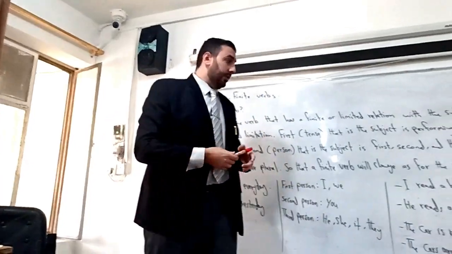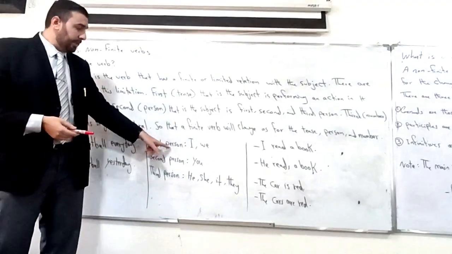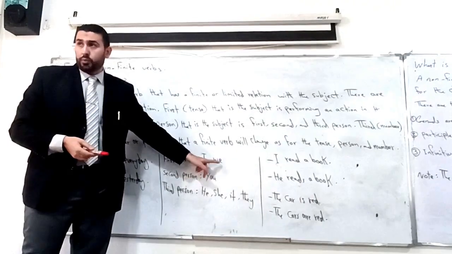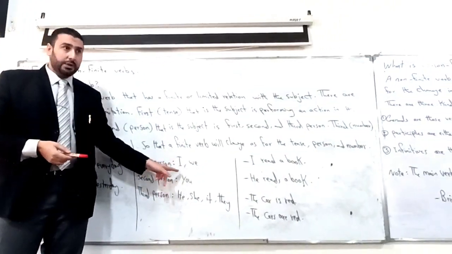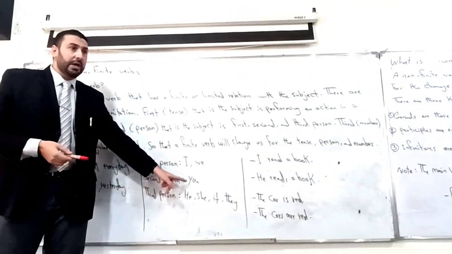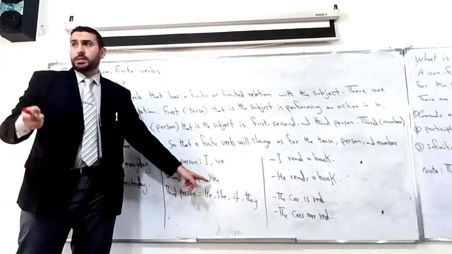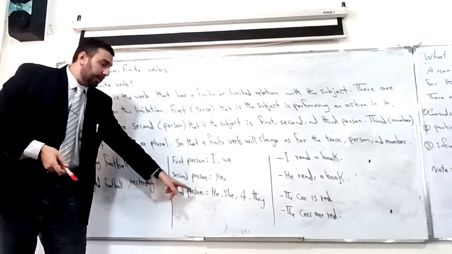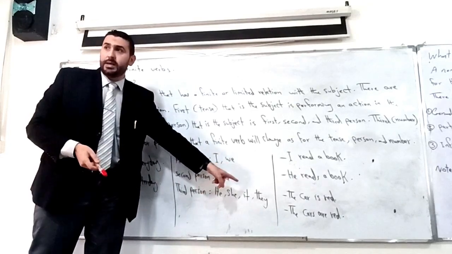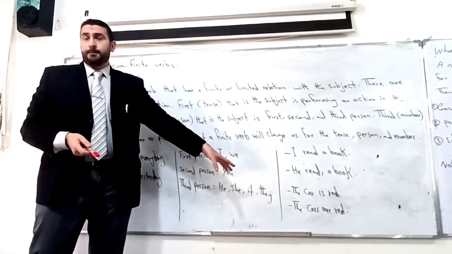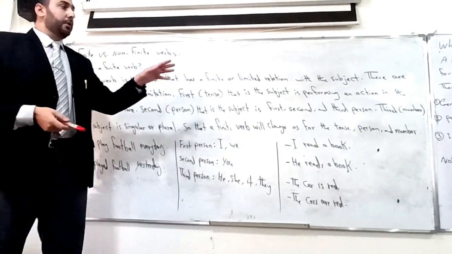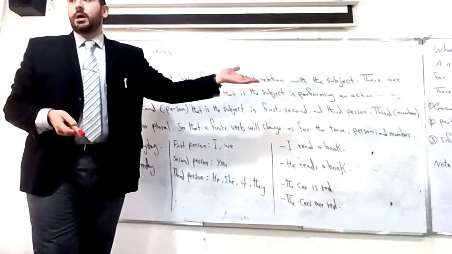You see? So here we have first person, for example, I, we, this is the first person. Second person, we have you, which is the second person. And third person, we have he, she, it, and they. Okay, concerning the third parameter, it is the number.